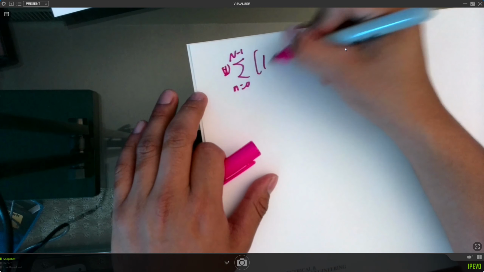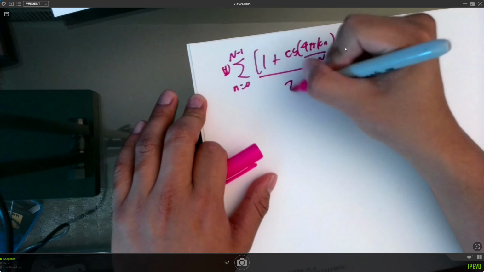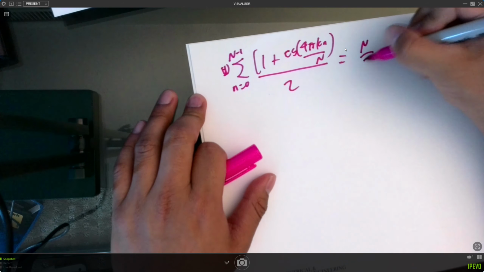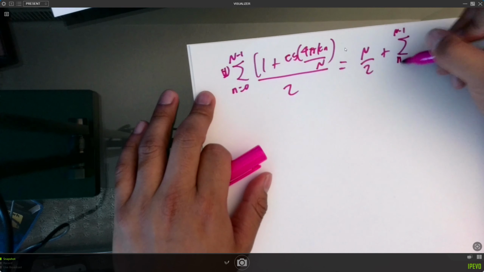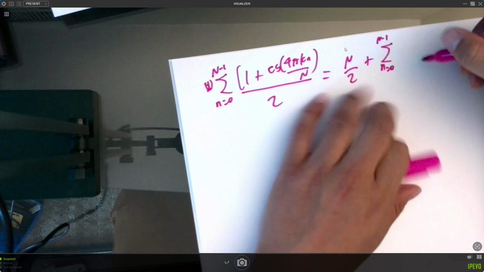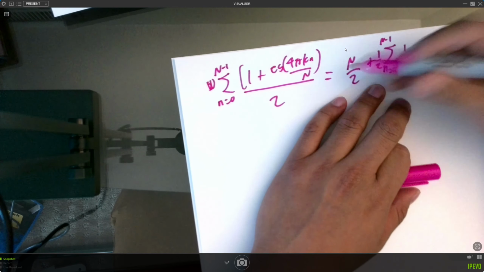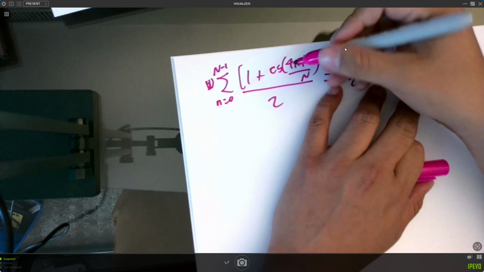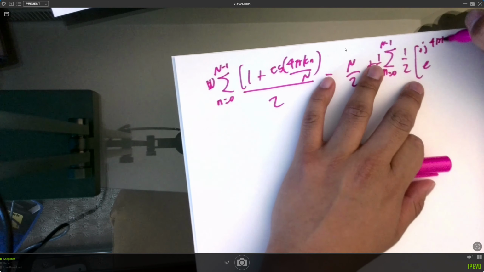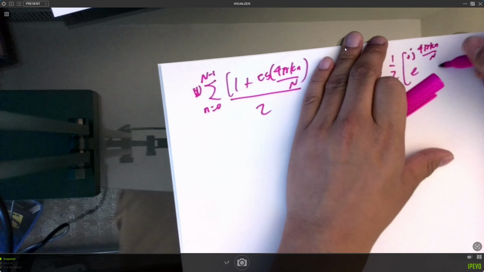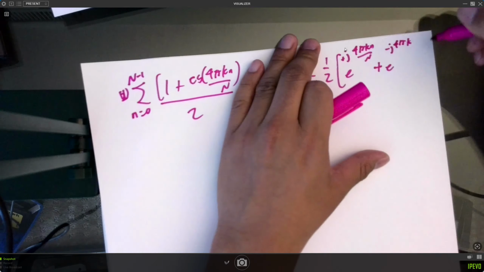Okay, that's the reason why I wrote it here. 1 plus cosine 4 pi kn divided by 2. When you do this, you get n divided by 2 plus, and I guess let's go into the Euler domain. So the rule for this is, let's put the 1/2 here, and we're going to have the 1/2 due to the Euler property, e to the whatever is inside j, positive j, that's how I write it, 4 pi kn divided by n, plus e to the minus j 4 pi kn.